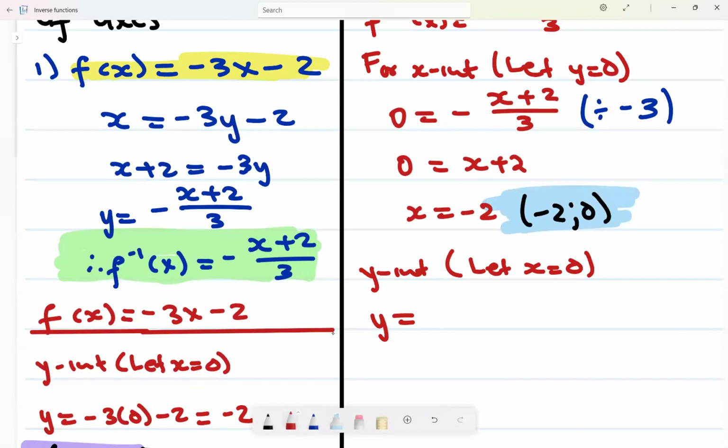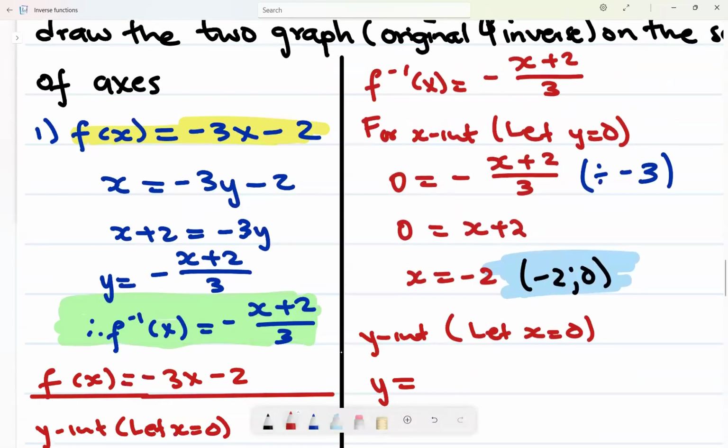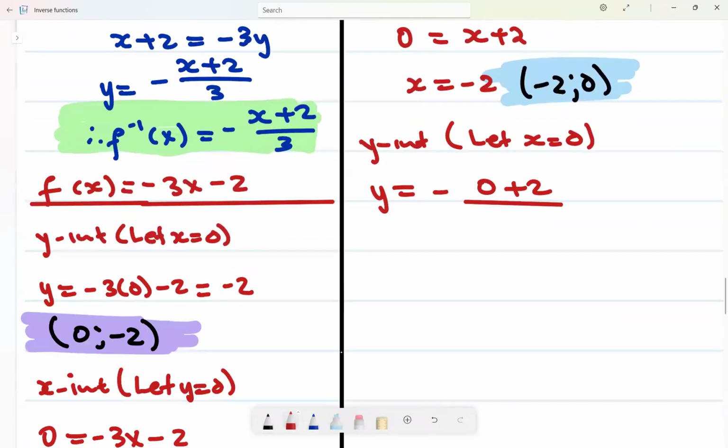I want you to see something, okay? It's going to be just negative into 0 plus 2 divided by 3, right? Therefore, just punch this on your calculator. You get a value of negative 2/3. What does this mean? It means now when my x is 0, my y is negative 2/3.